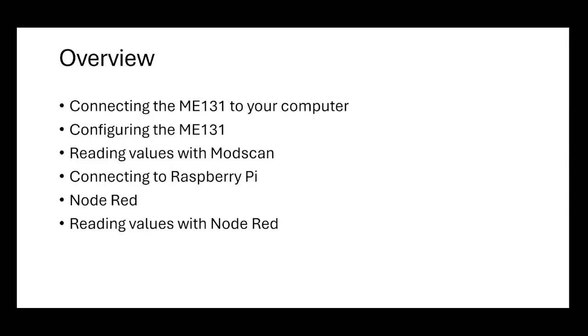Okay, so just a quick overview of what we will be doing in this video. Firstly, connecting the ME131 to your computer with a USB to serial converter, then configuring the energy meter with the supplier software, and then reading values using Modscan, and then how to connect the logger to your Raspberry Pi, opening up Node Red, setting it up, and then finally reading values with Node Red.